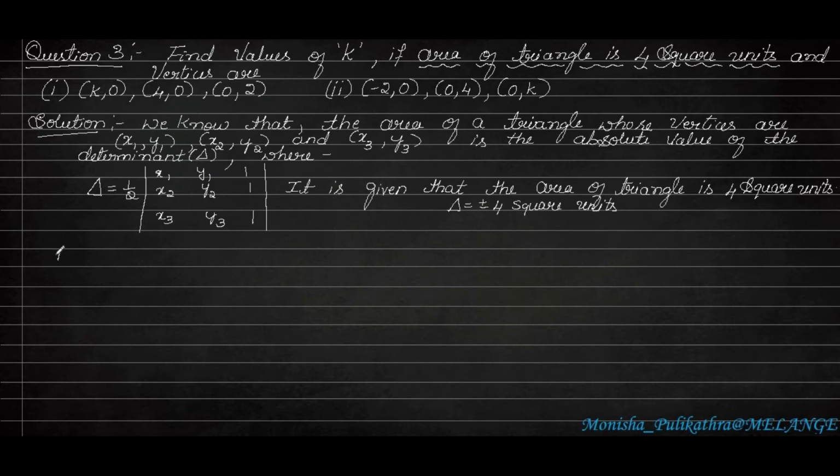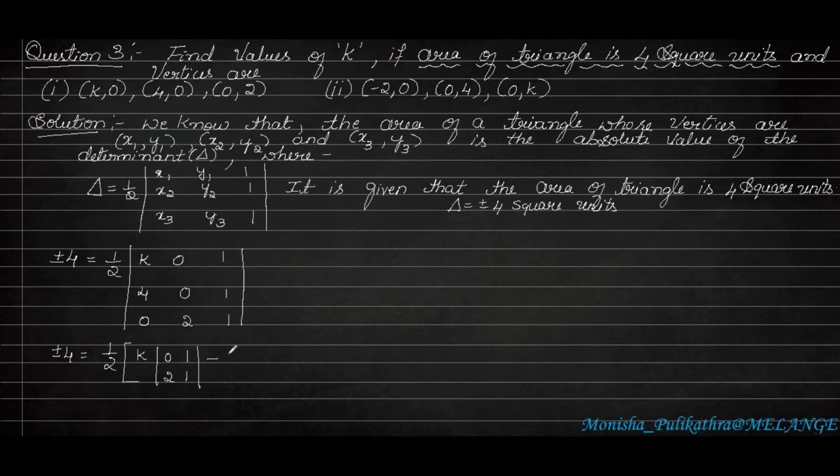So here delta, plus or minus 4, is equal to half, and we have to fill in the values of the elements in the determinant. First one is k, 0, second is 4, 0, and third is 0, 2, and the last column should be filled with 1. Then, in the usual method, we have to find the determinant of it. So plus or minus 4 is equal to half into, here first k is there. When I take k, this column and this row get cancelled. The remaining will be 0, 1 and 2, 1.